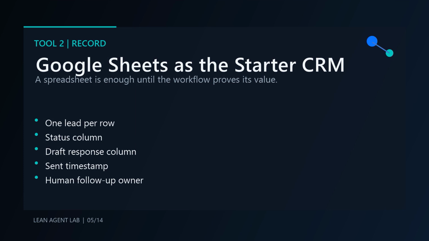It is not a permanent replacement for a mature customer relationship management system, but it is an excellent place to prove the workflow. Use 1 row per lead. Add columns for status, the generated draft, the sent timestamp, and the person responsible for follow-up.